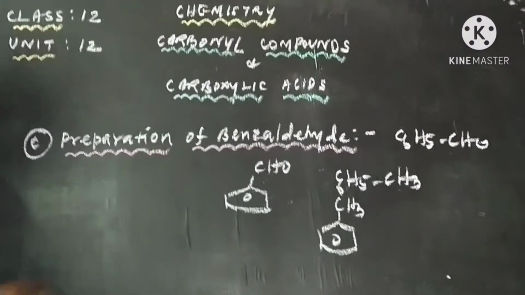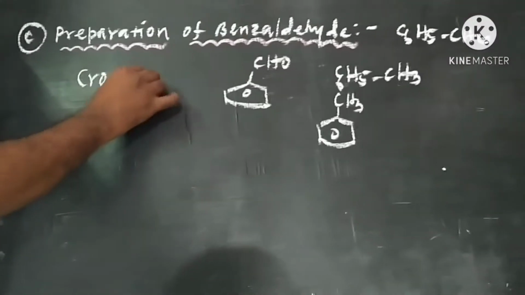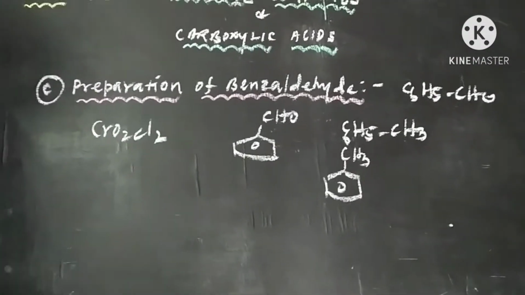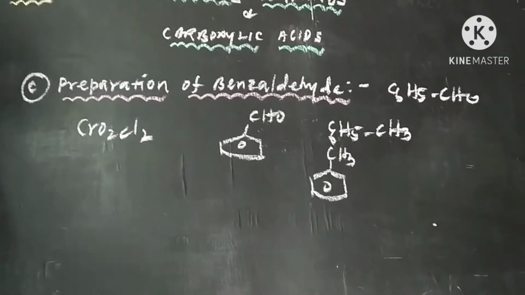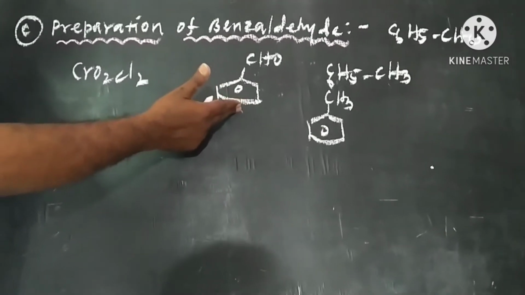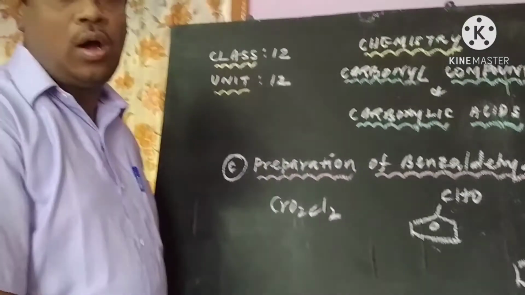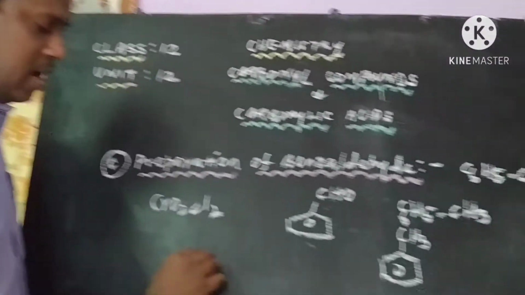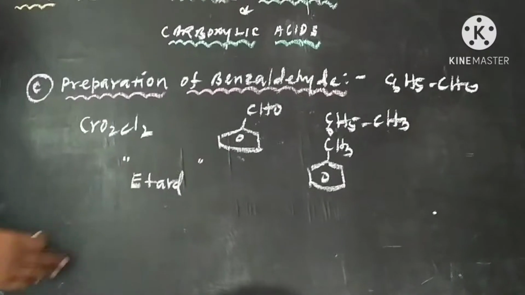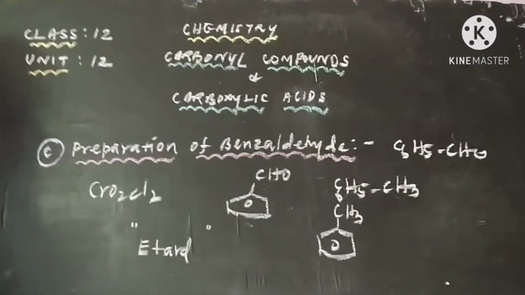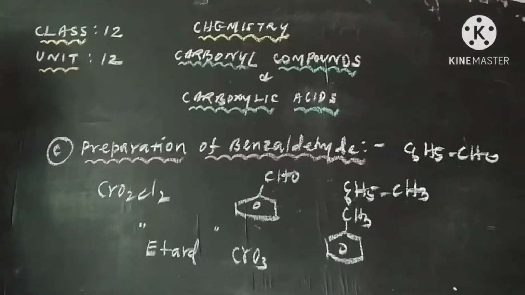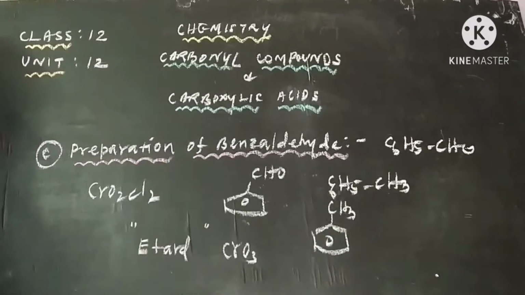Chromyl chloride formula: CrO2Cl2. Chromyl chloride is used as an oxidizing agent. Toluene gives benzaldehyde. This reaction is called the Etard reaction. Acetic anhydride and CrO3, chromium oxide, can also be used for this reaction.